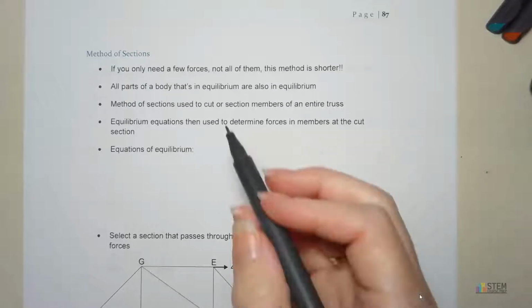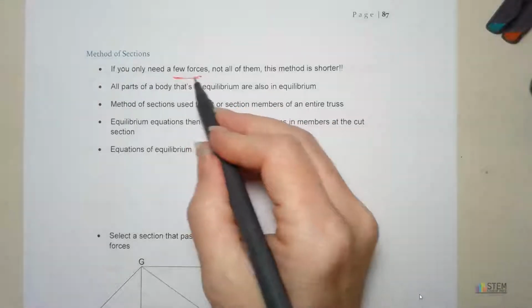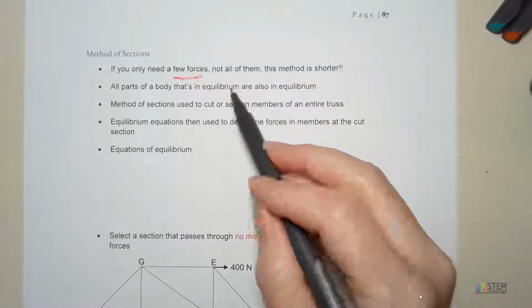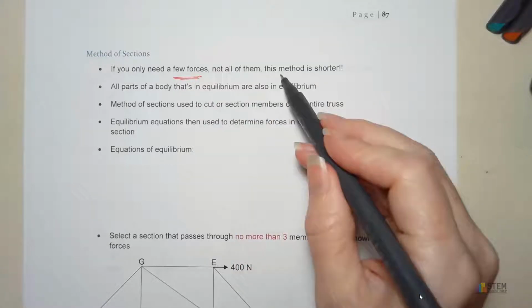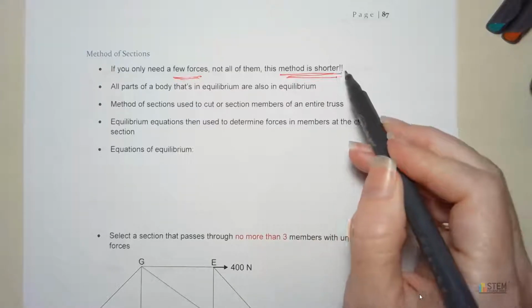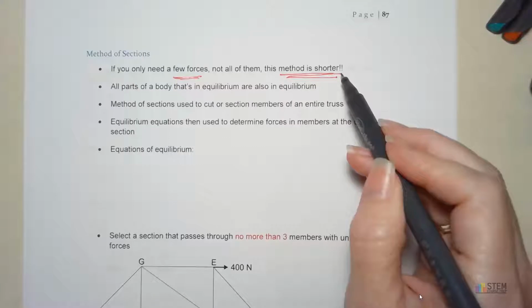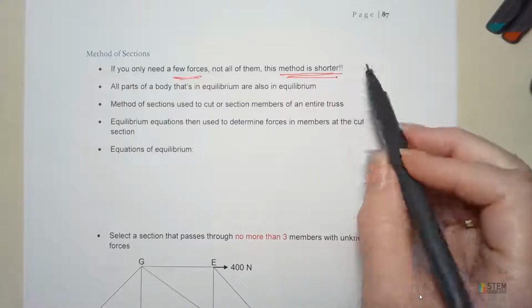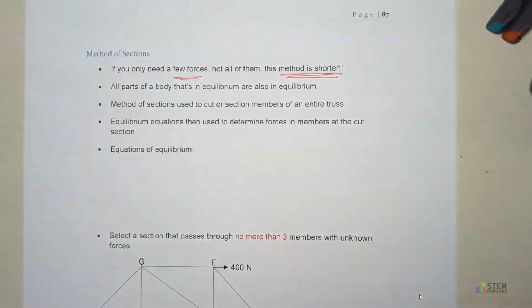Now if we only need a few forces, not all of them, method of joints we got all of the forces, but if we only need a few forces, this method that we're going to talk about now is shorter. Right, shorter is good. We don't want to use method of joints and find everything if we don't need to do that. Right? We always want to go with a shorter method if possible.